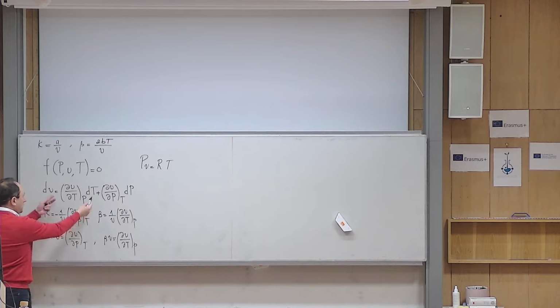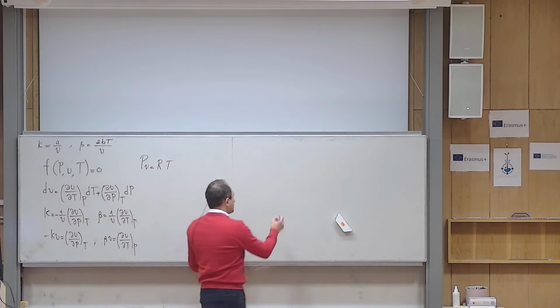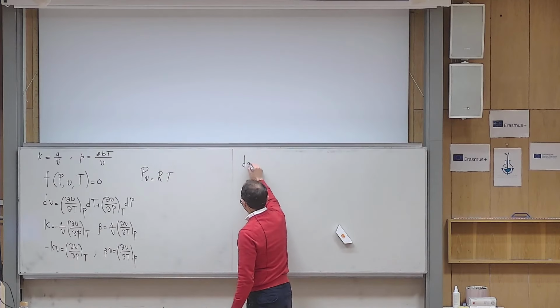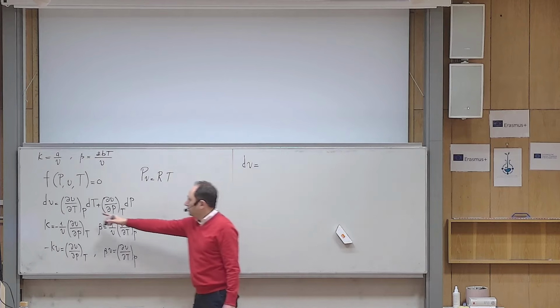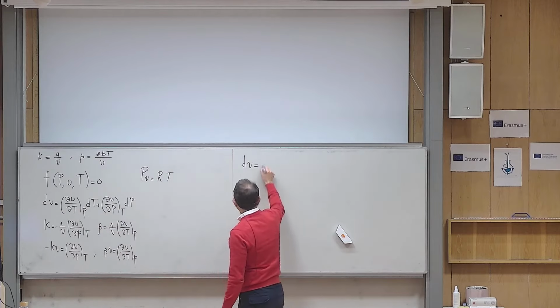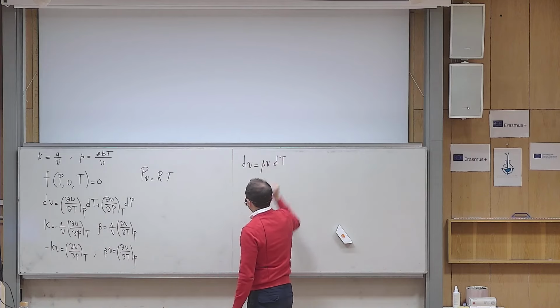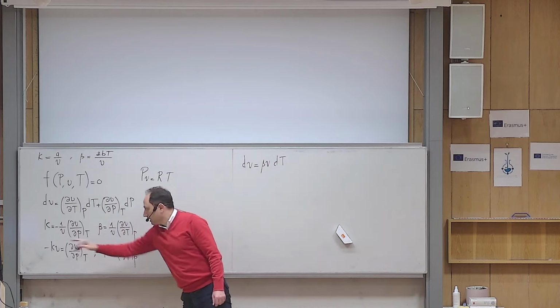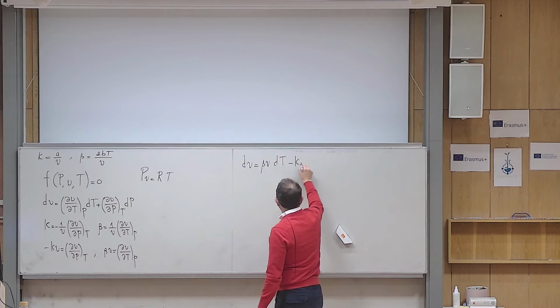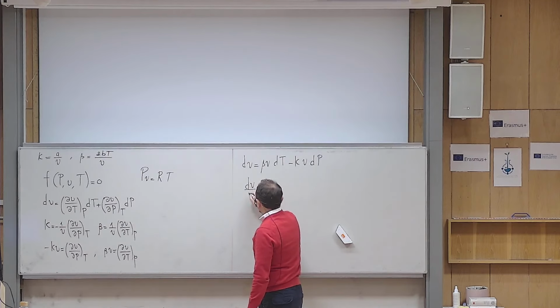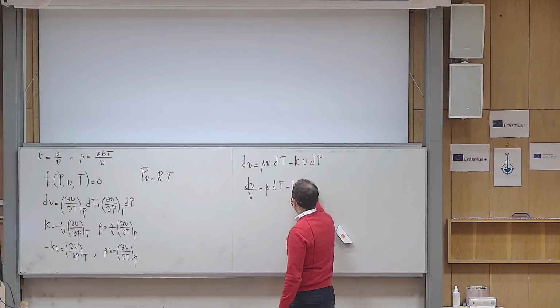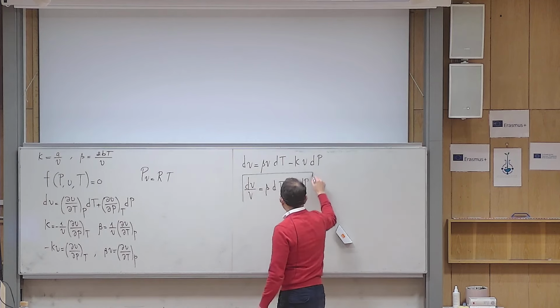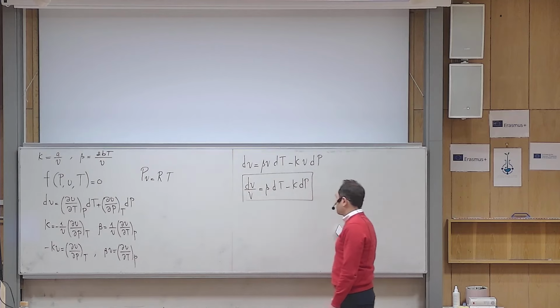So if I go back here, what I am talking about now is completely generic. So dV is true for any system in any equilibrium state. Here, I put this beta V dT, and then instead of this expression, I put minus kappa V dP. Then I can divide everything by V, so I get dV over V equals beta dT minus kappa dP, which is a generic formula in thermodynamics.